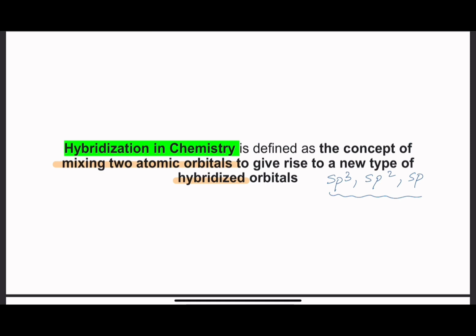But before I go, I want to tell you that each sigma bond is made by using a hybrid orbital. You need to know this.